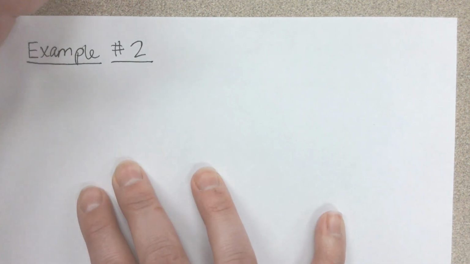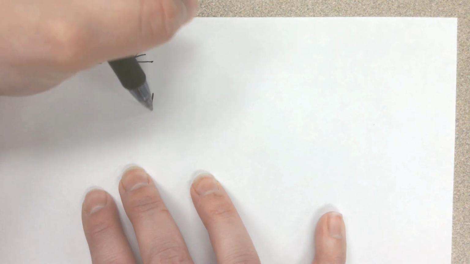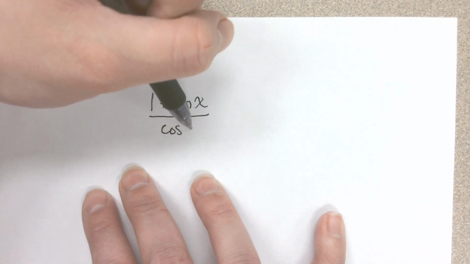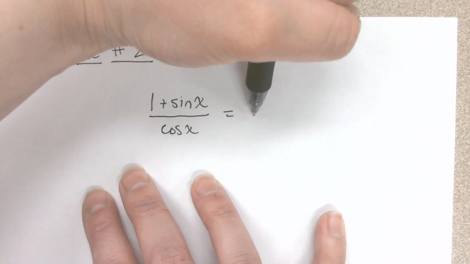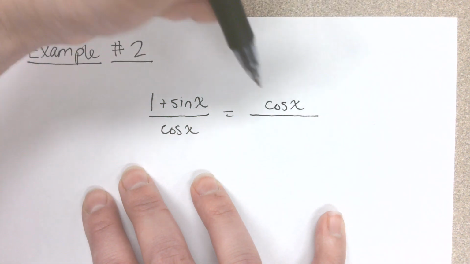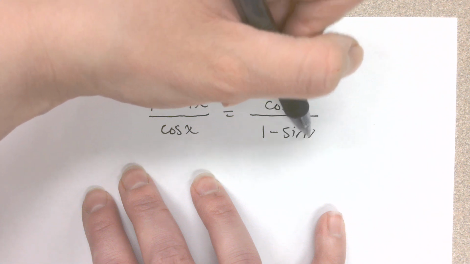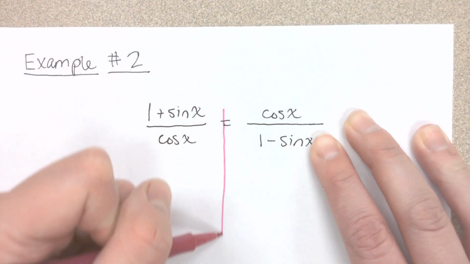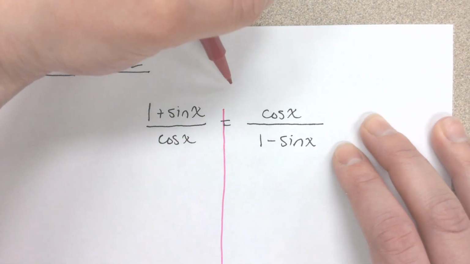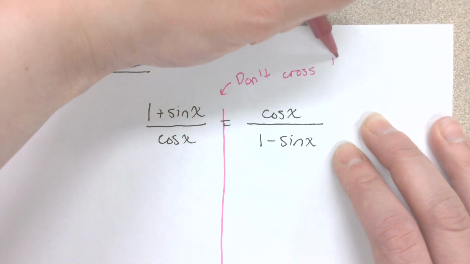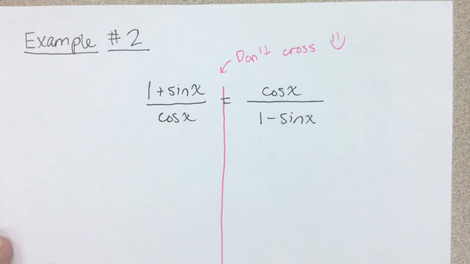This one we're going to kick it up a notch. We have 1 plus sine of x over cosine of x equals cosine of x over 1 minus sine of x. Friendly reminder, don't cross multiply. Because I know it'll be tempting to.